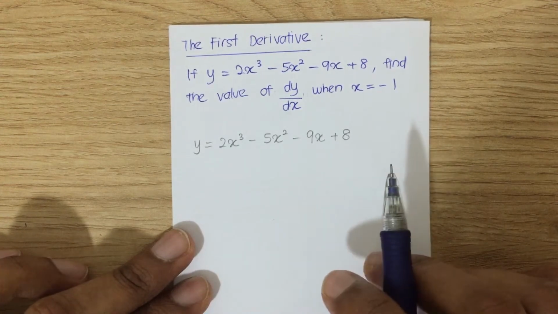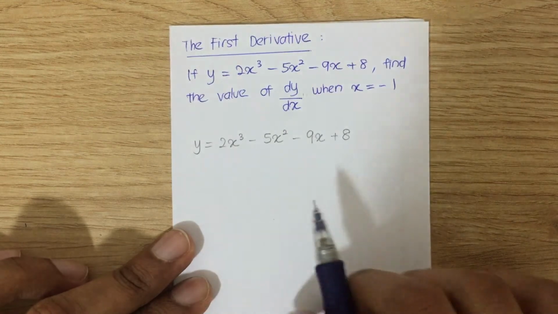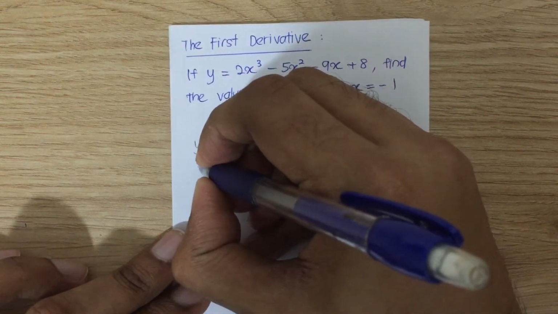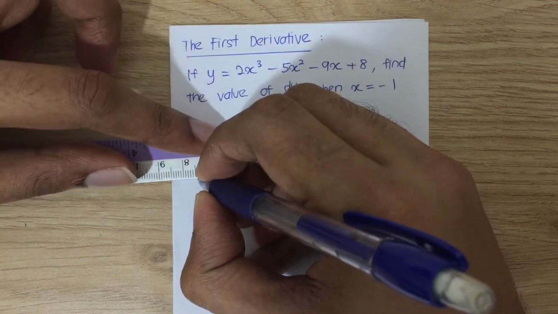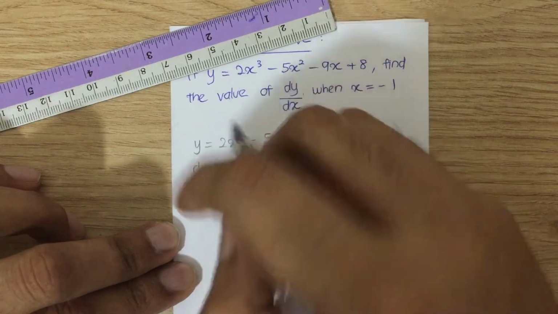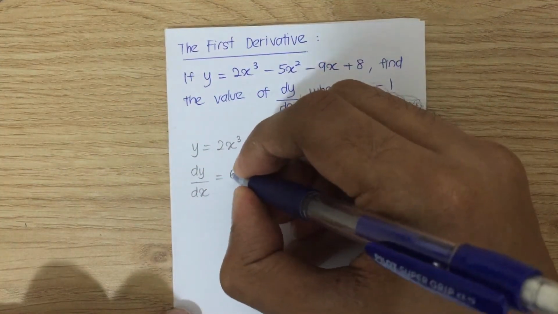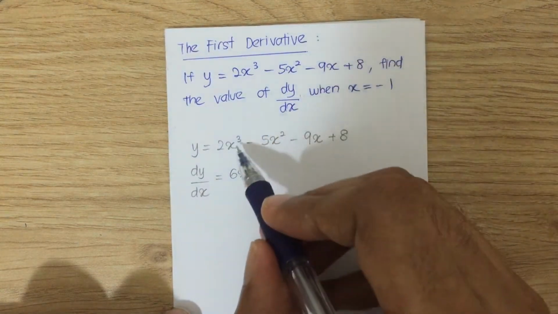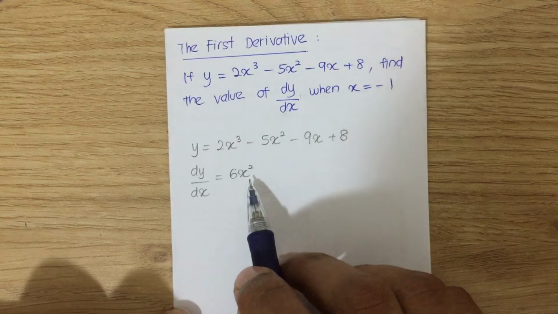For the next step, I'm going to differentiate this equation with respect to x. So you differentiate this with respect to x, and you get dy over dx. When you differentiate this, you should be getting 6x squared. The 3 you times with 2, and the power 3 you minus 1. That's how you get the 6x squared.